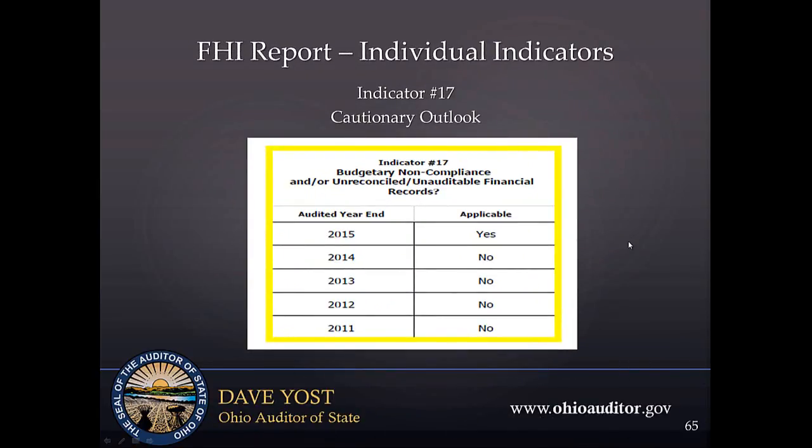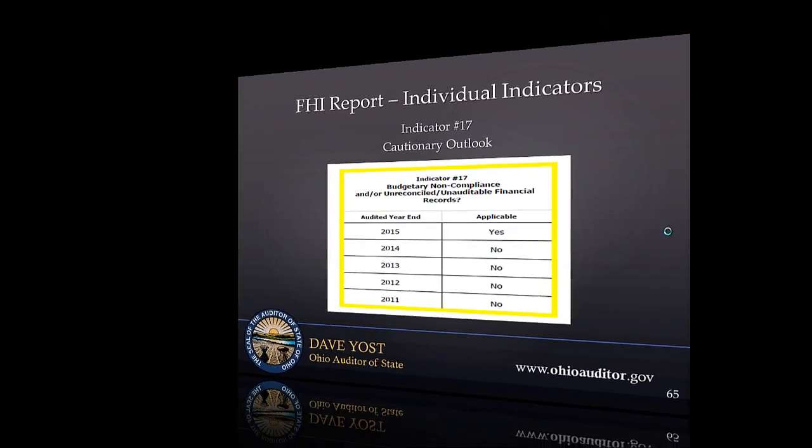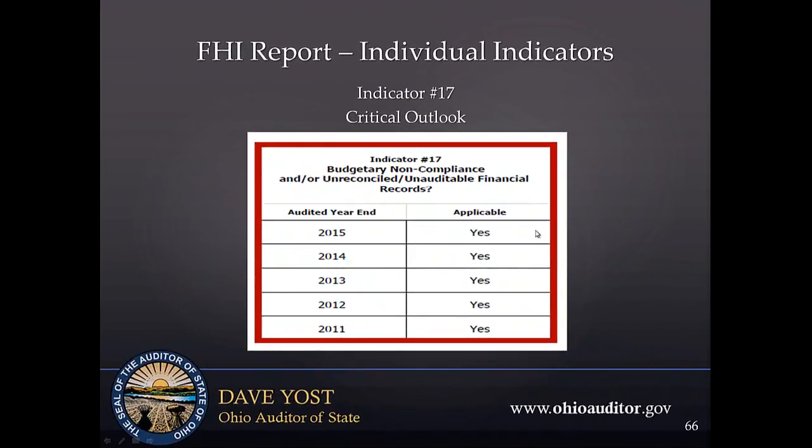The cautionary outlook for indicator 17 reflects that the current year is answered yes, that this entity had either budgetary noncompliance or unreconciled or unauditable financial records for the current year. And the critical outlook reflects that the answer is yes to this question for all 3 years.